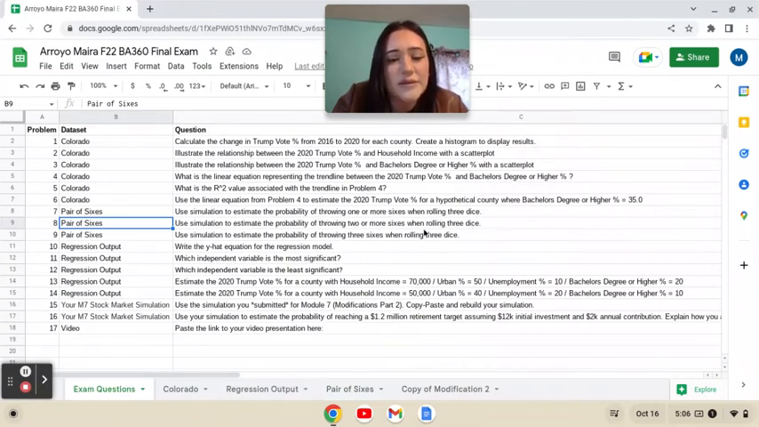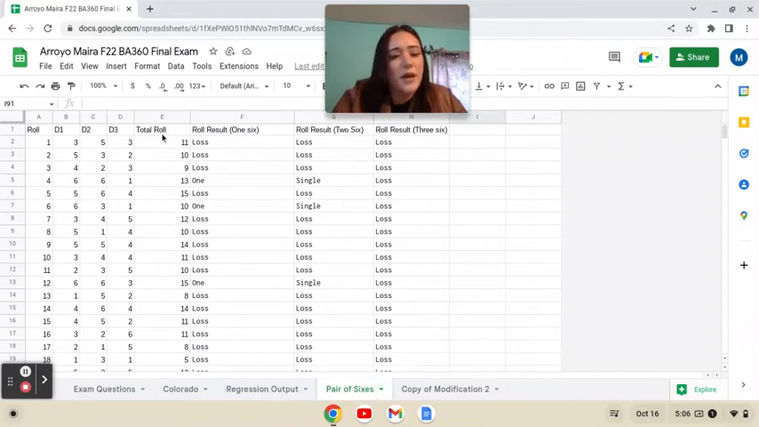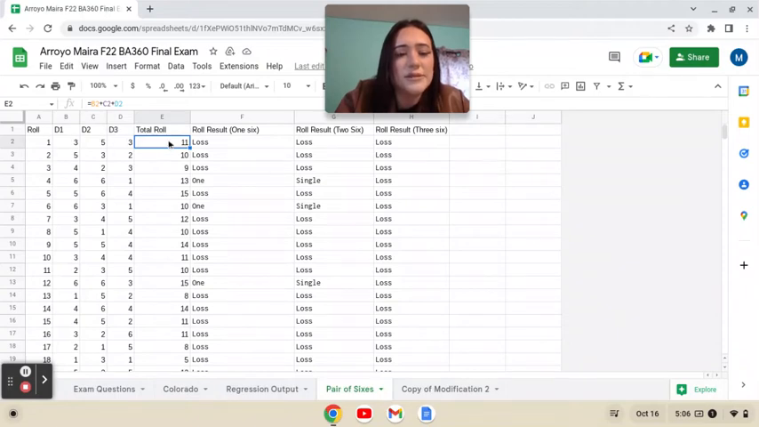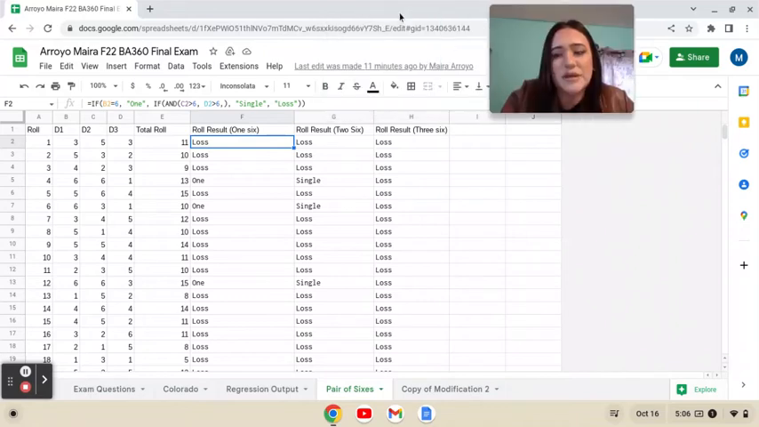For number 8, it's throwing 2 or more sixes when rolling 3 dice. And for number 9, it says throwing 3 sixes when rolling 3 dice. So basically, I had the total roll right here. I inserted that, and for the total roll, I just added all 3 dice. And then for this one, here's my equation that I used.